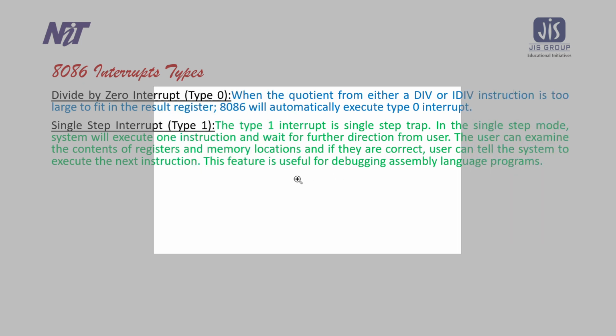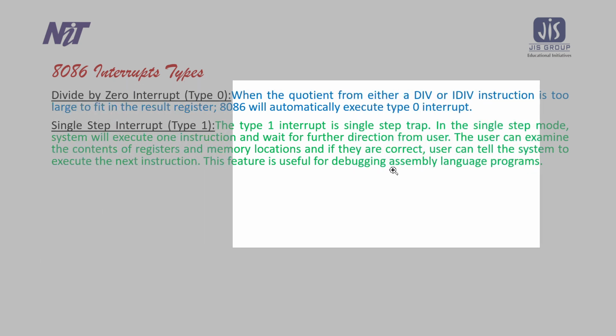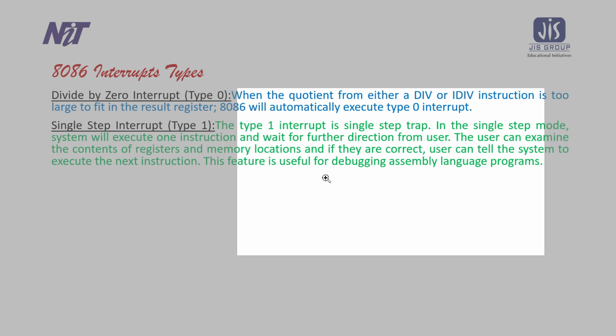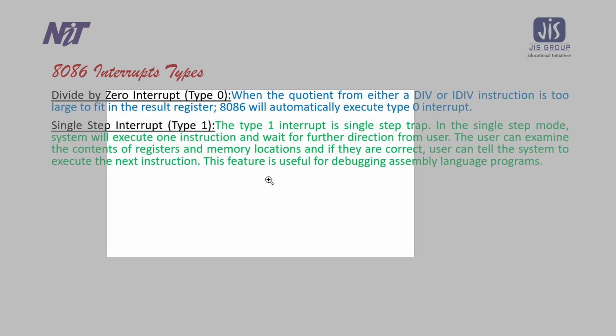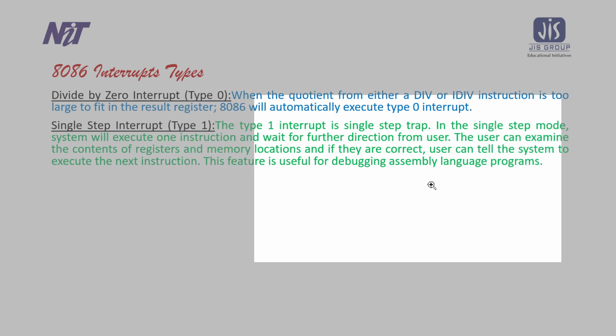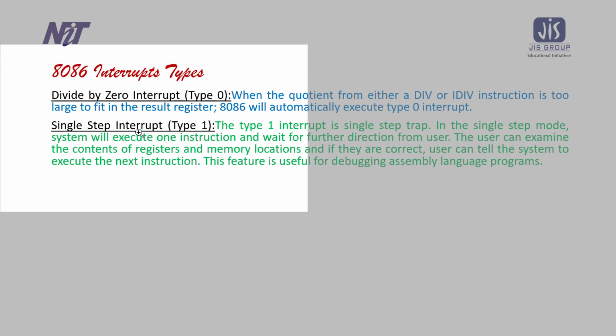The user can examine the content of the registers and memory locations, and if they are correct, the user can tell the system to execute the next instruction. The feature is useful for debugging assembly language programs. So this is all about the single step interrupt or type 1 interrupt.